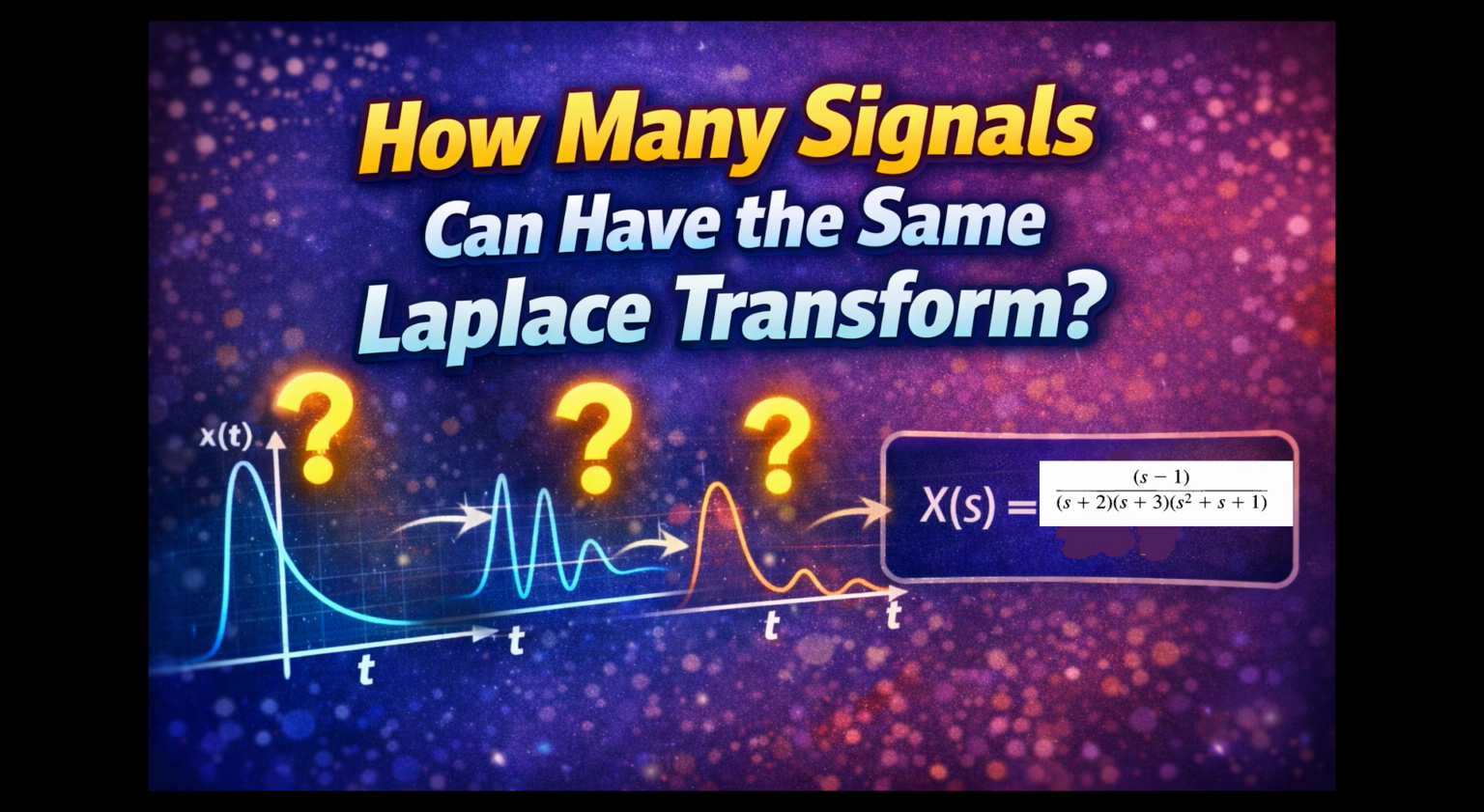In this video, we solve a Laplace transform problem where the transform is given and we determine how many possible time domain signals can produce it. In this question, a Laplace transform is given and we are asked to determine how many signals can have this Laplace transform. To do this, we first need to find the number of possible regions of convergence for this Laplace transform. Then, based on the number of ROC, we can determine how many different signals can have this Laplace transform.